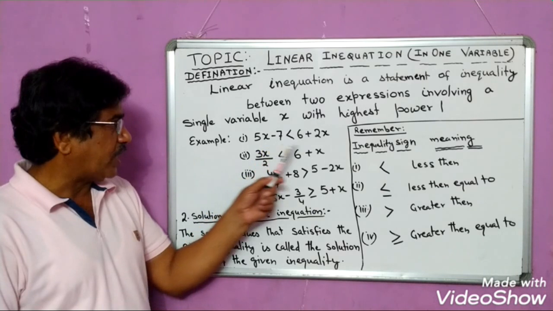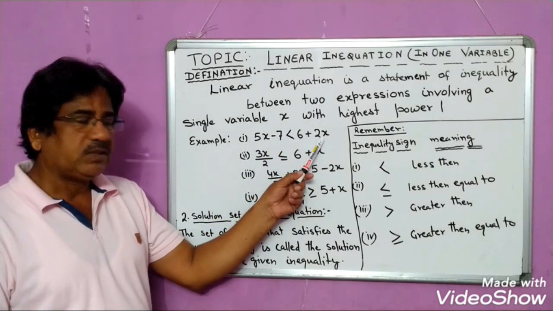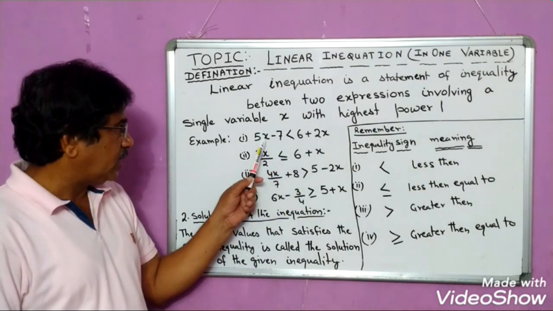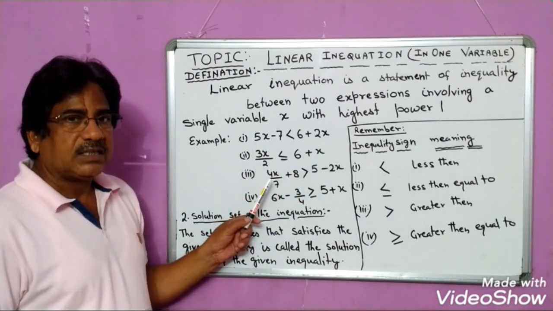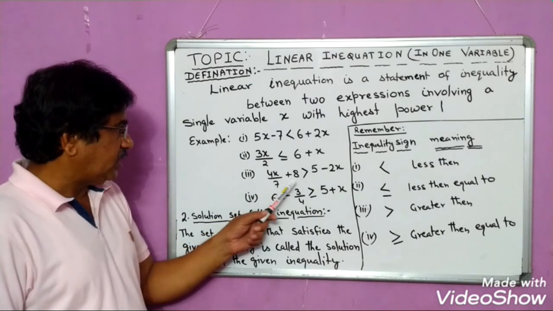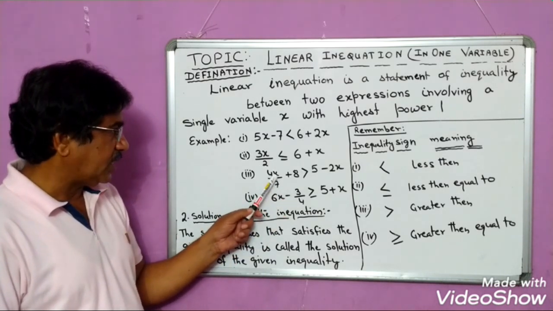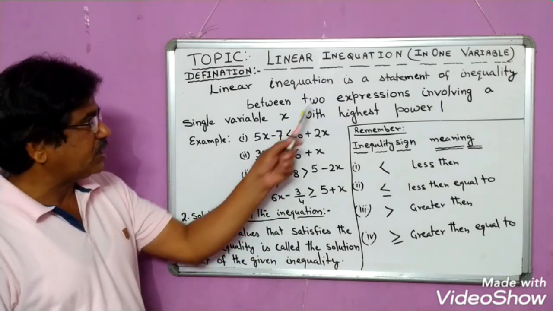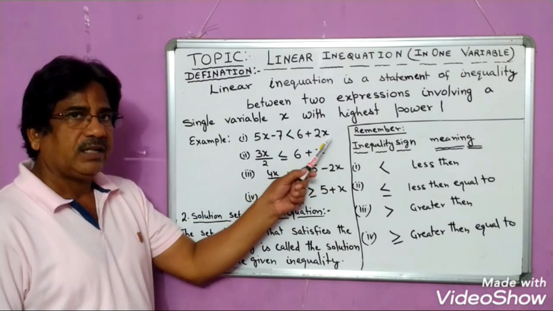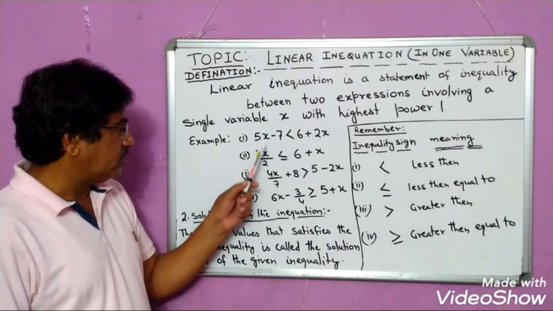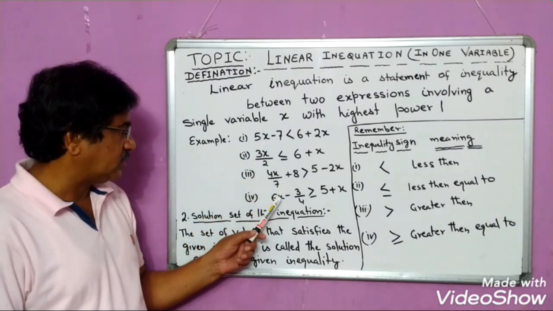Here the variable is x. We have to find it out while solving. If you solve this inequation, you will get the value of x that satisfies the condition. That we will discuss later on. This is also a linear inequation. You see here also there is one variable x, and as per the definition, the highest power of the variable is always 1. In all these examples, you see the highest power of x is 1.